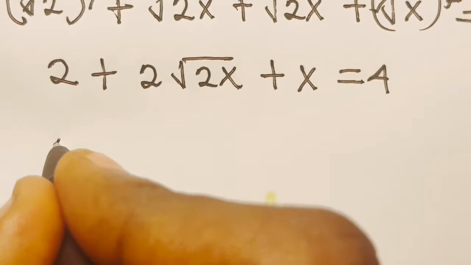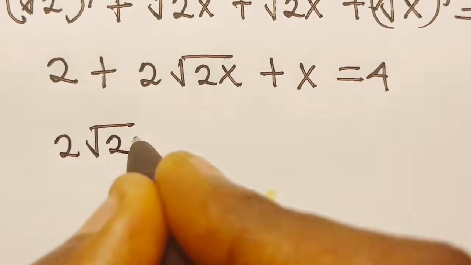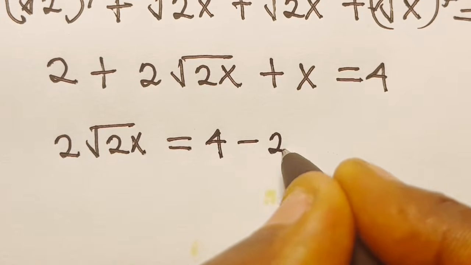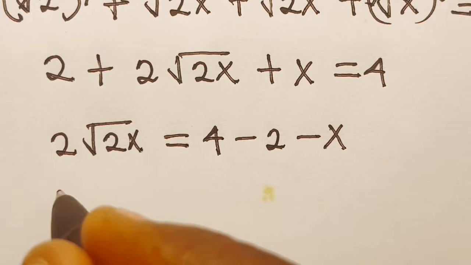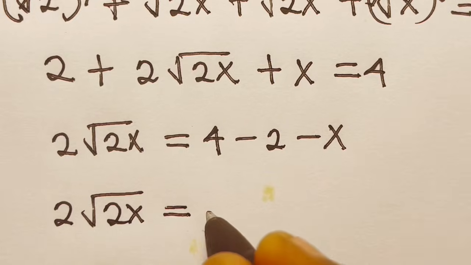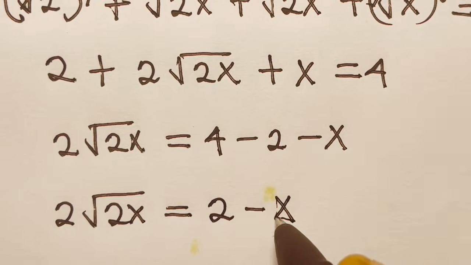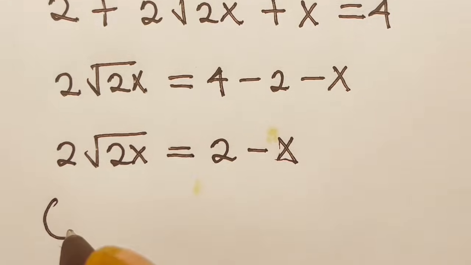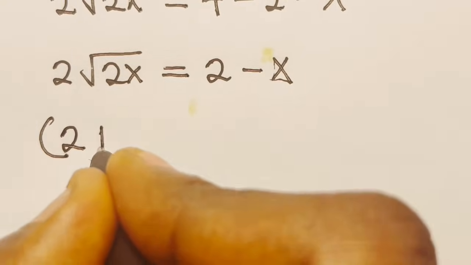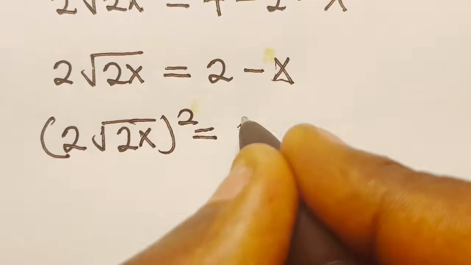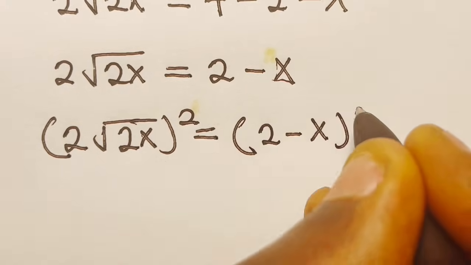So we have 2 square root of 2x equals 4 minus 2 minus x. Then we have 2 square root of 2x equals 2 minus x. So here, to make x the subject of the formula, we need to square both sides of this, so that we have 2 root 2x squared equals 2 minus x squared.